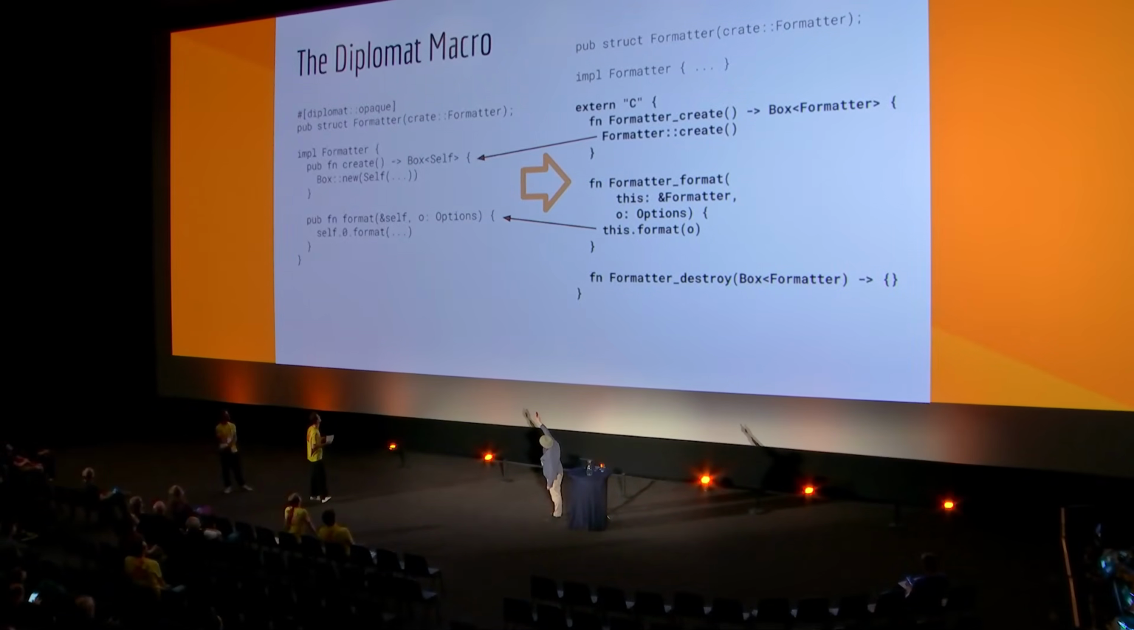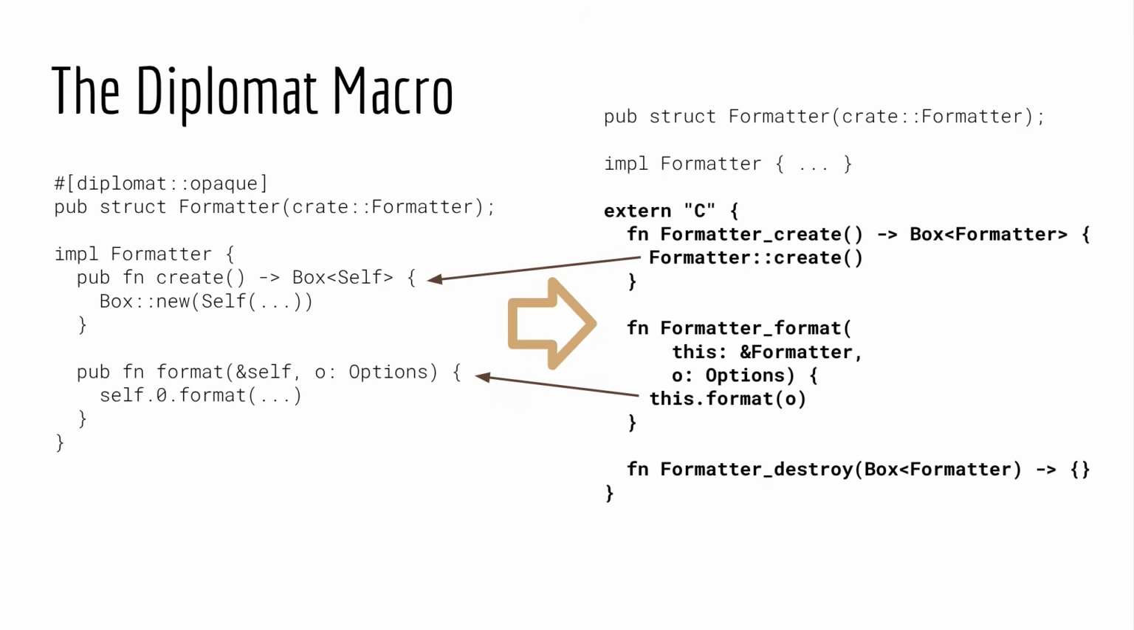The Diplomat macro goes on everything on the left, which is actually inside a module that has an annotation called Diplomat Bridge, which is not actually shown on this slide, and it should be. But all the code on the left is analyzed by the Diplomat macro.